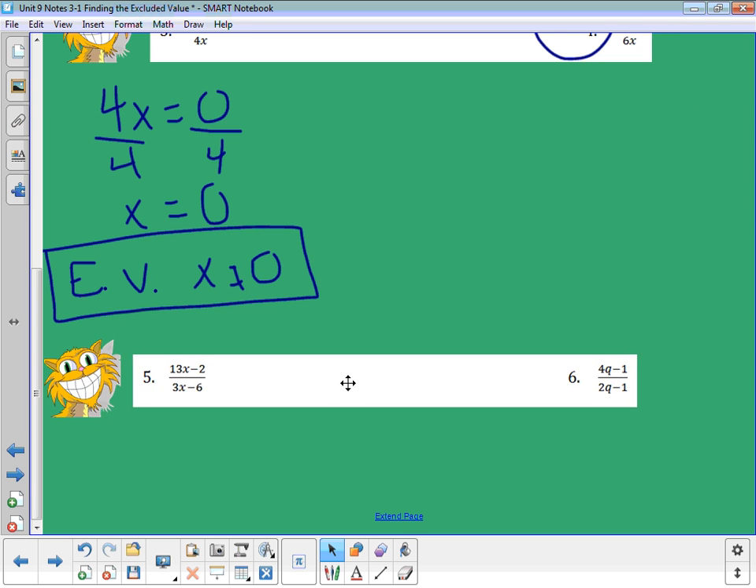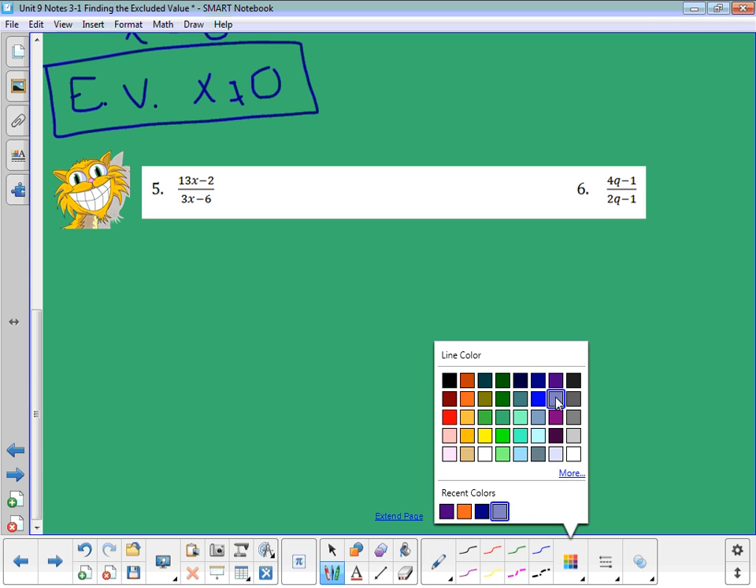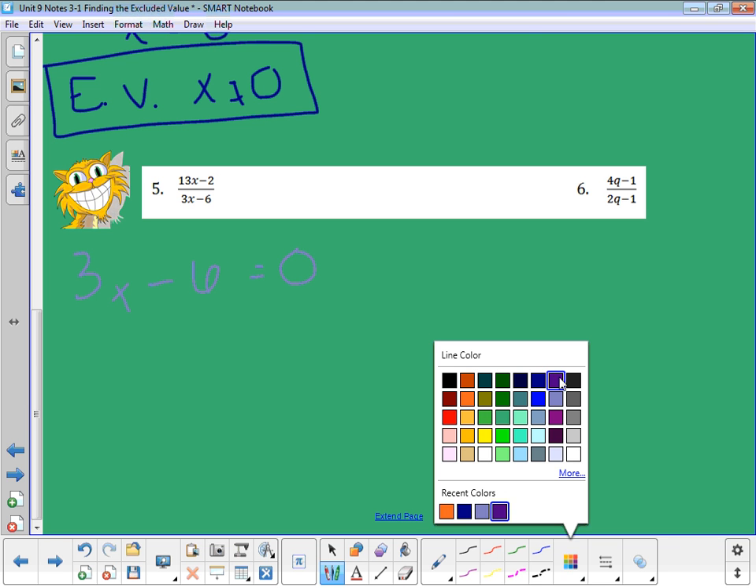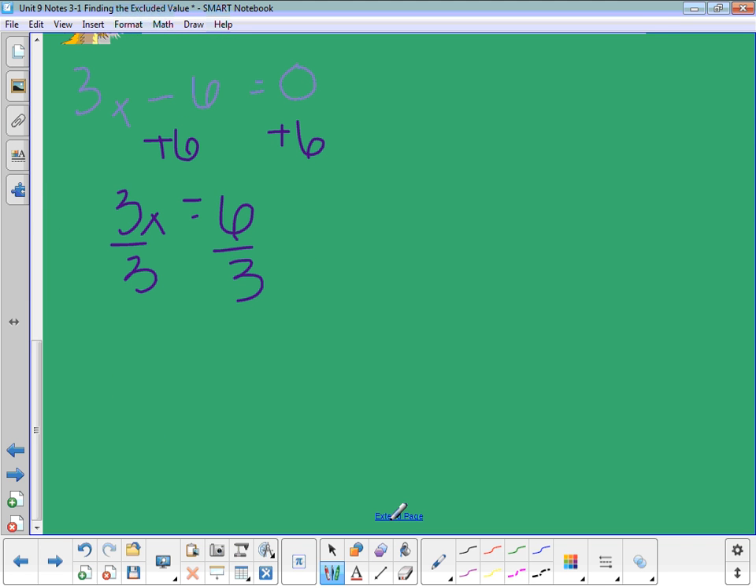Okay, so now for this one, we're going to, again, set our denominator equal to 0. So we're going to have 3x minus 6 is equal to 0. Now this is a multi-step equation. So I'm going to add 6 to both sides. That's going to give me 3x is equal to 6. Then I'm going to divide both sides by 3, and I get that x is equal to 2.